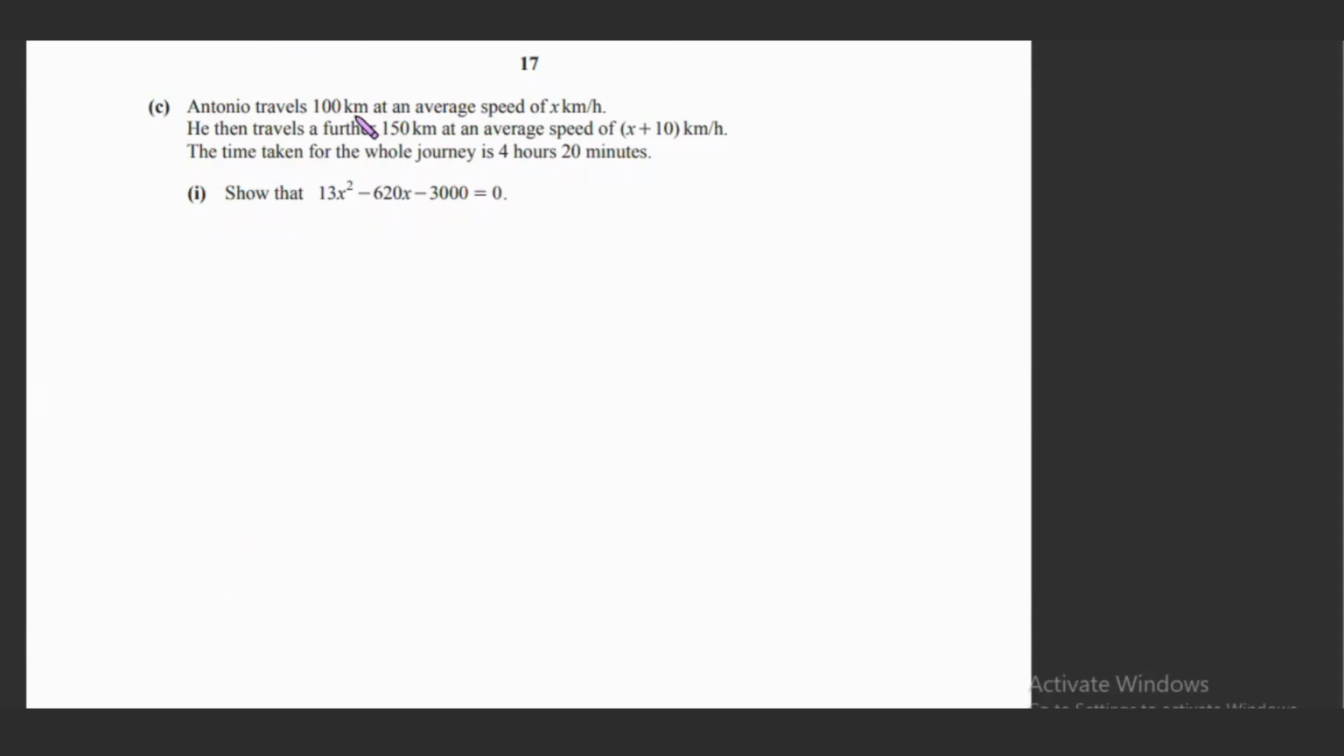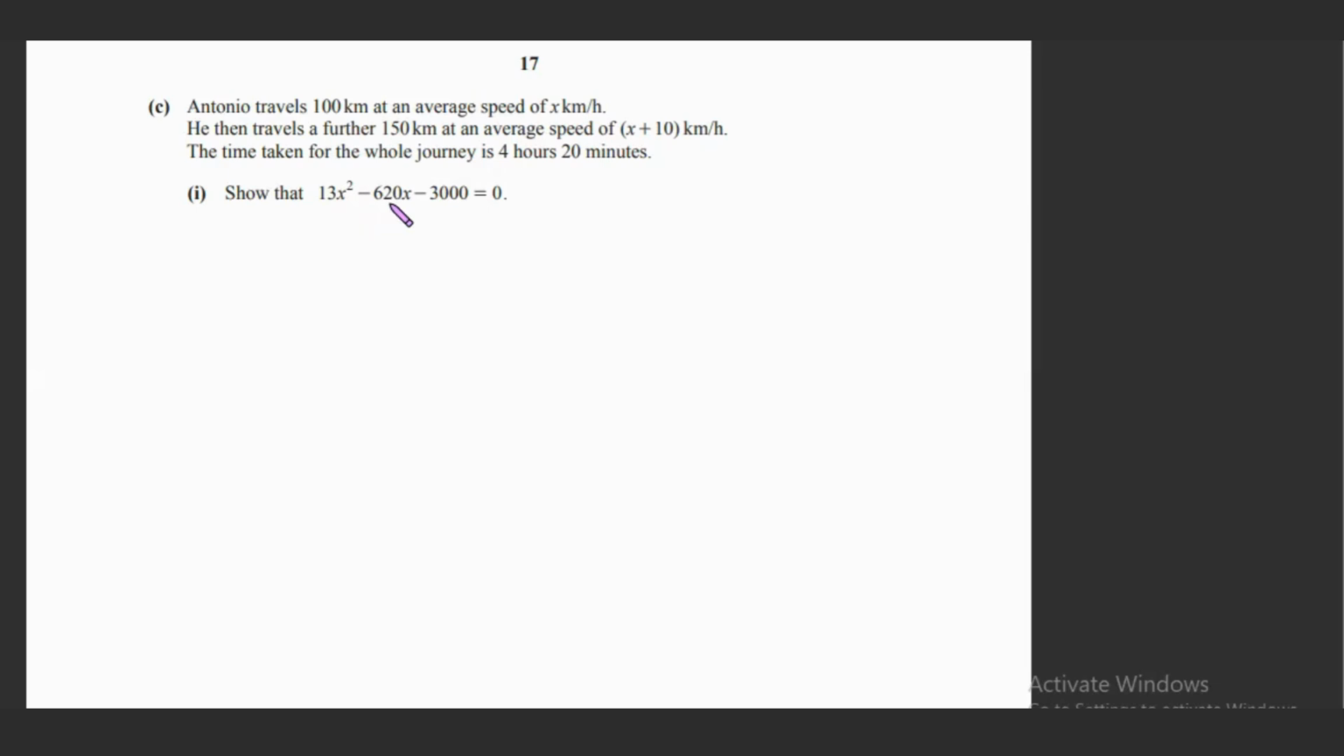Antonio travels 100 kilometers at an average speed of x kilometers per hour. He then travels 150 kilometers at a speed of x plus 10 kilometers per hour. The total time is given to us as 4 hours and 20 minutes. We need to get this equation.